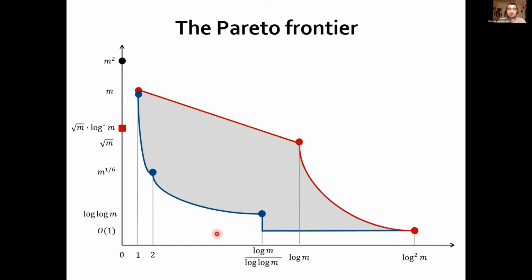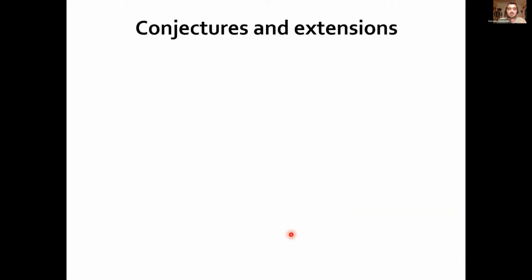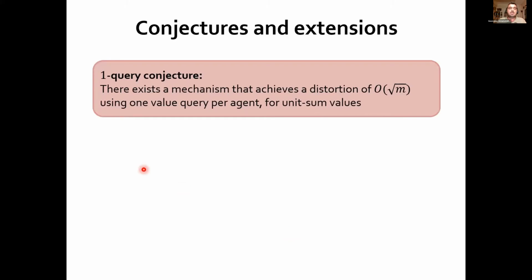So the conjectures that I'm going to state now are about the one query case for unit sum valuations, which doesn't show in the picture, and for this area here. So let me close with those. The one query conjecture states that, when we have unit sum valuation functions, even with one value query, we can achieve square root of m distortion.